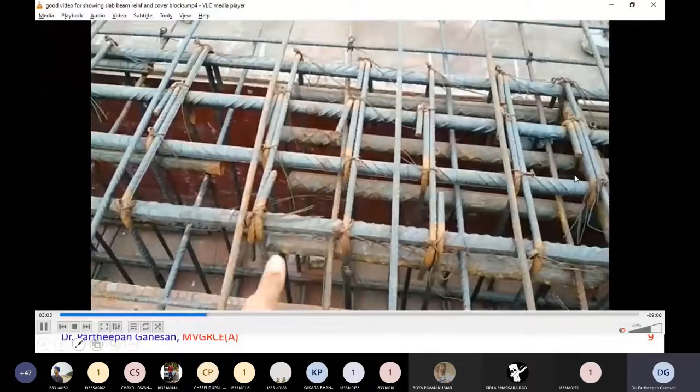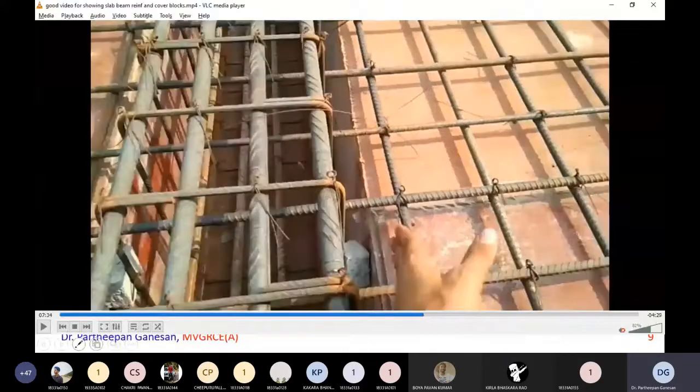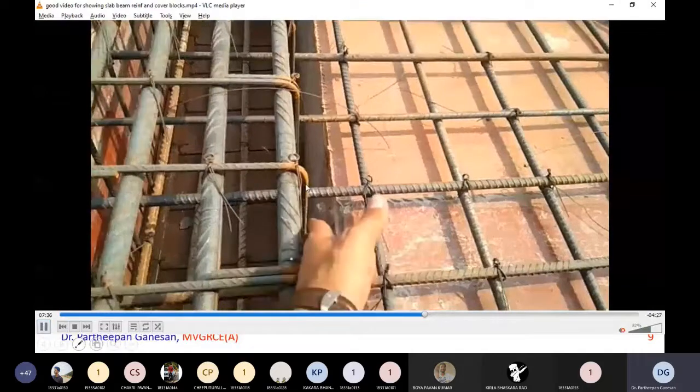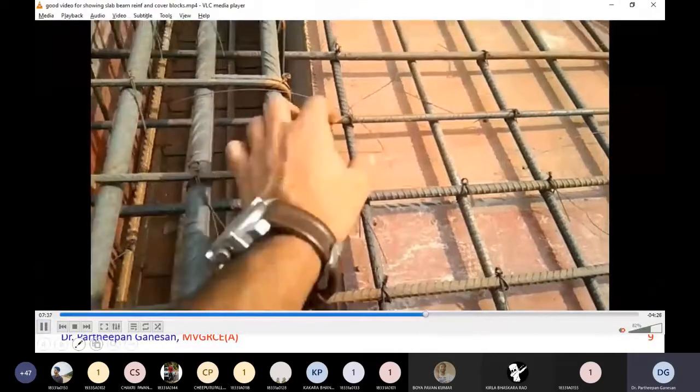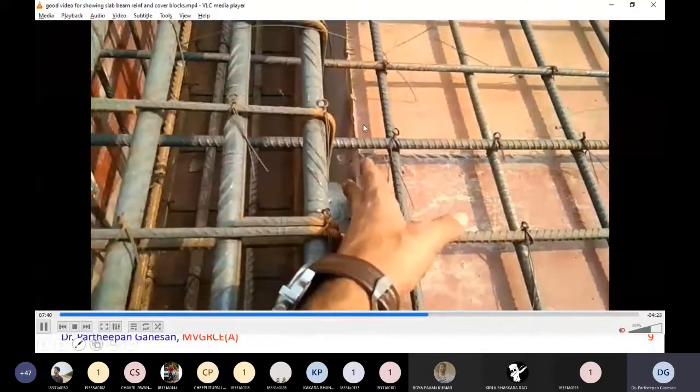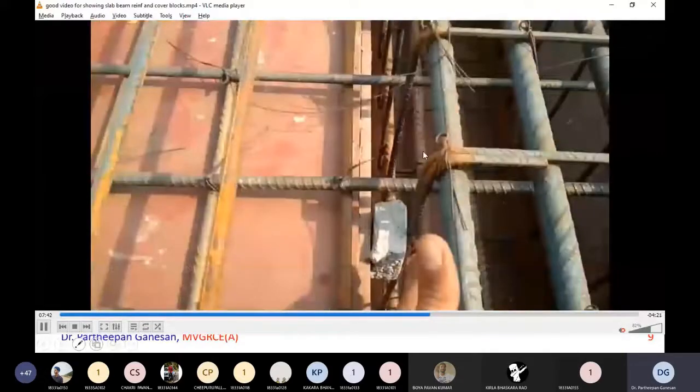Now I will show you something here. You see a stone here, and there is a stone here also, on this side also. This is called a cover block, a side cover block. If it is a 20 mm side cover, you will have a 20 mm cover block put on either side, here also, here also. And you will see at the bottom also there will be a cover block, to give clear cover at the bottom of the beam. This is the side cover.